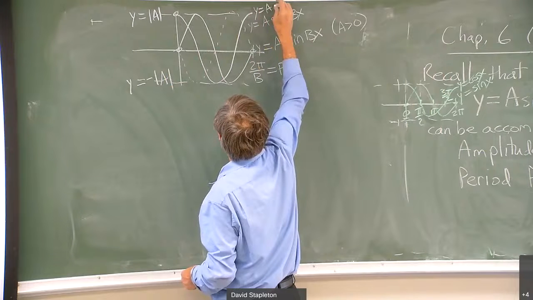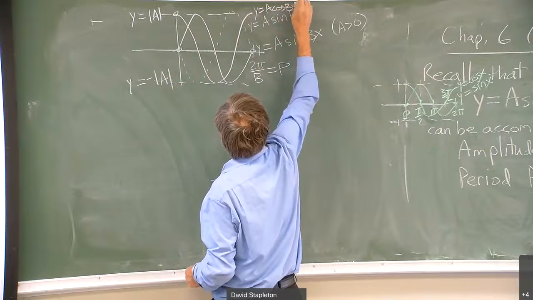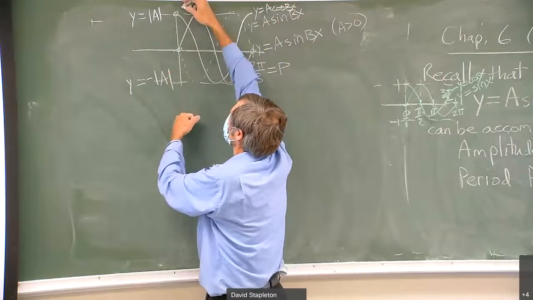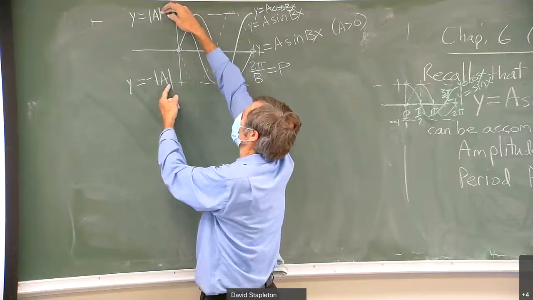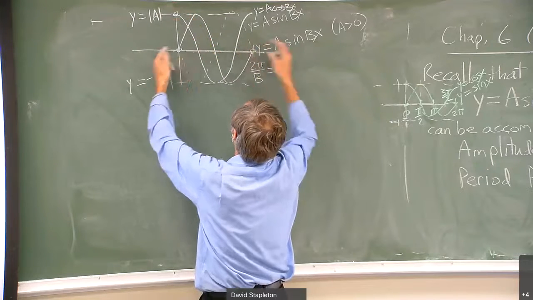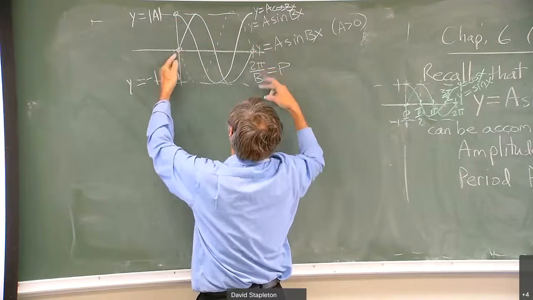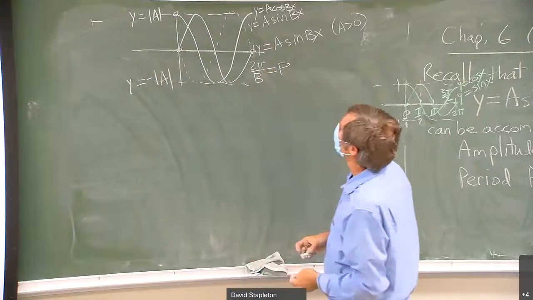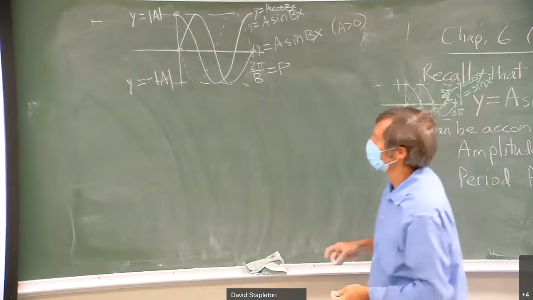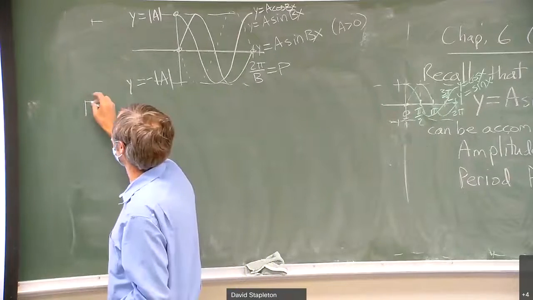And this is y equals a cosine bx. The stretching factor in the vertical direction makes it go between plus and minus the amplitude. The stretching factor in the horizontal direction makes this new period 2 pi over b instead of 2 pi. And so you can sketch either one of those that way. And now we want to just review a couple of those things.